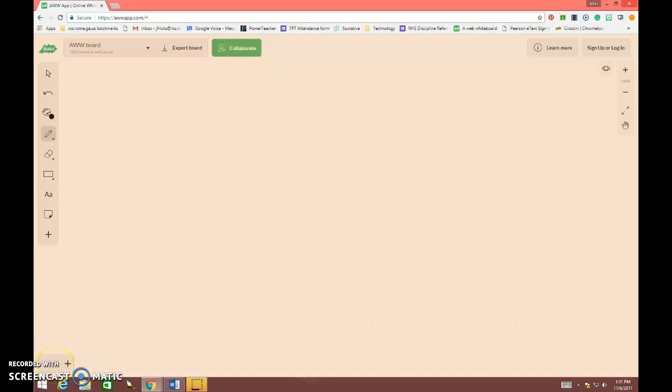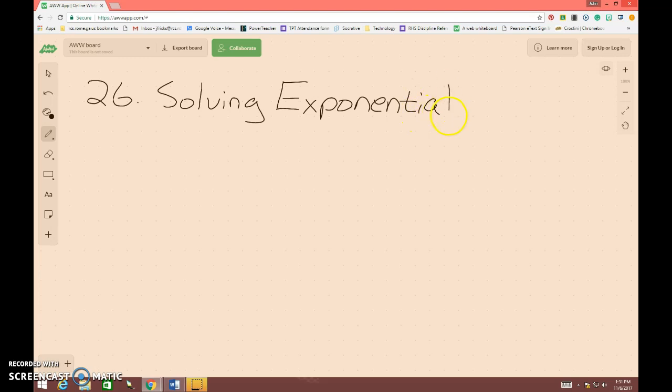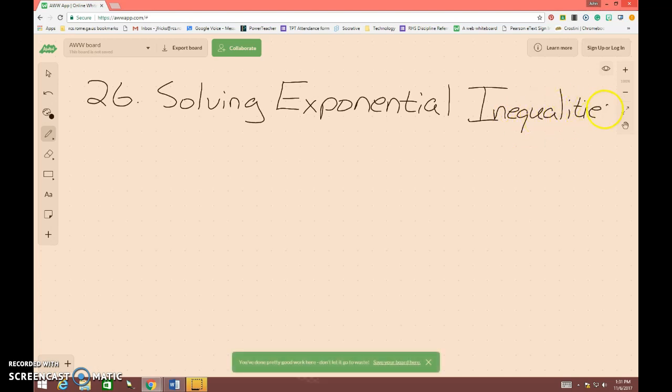Alright, so today we're going to be talking a little bit about a topic that we've covered in the past, and that topic, you can go ahead and write this down in your notebook, it's going to be number 26. We're going to call this solving exponential inequalities. All right, solving exponential inequalities.